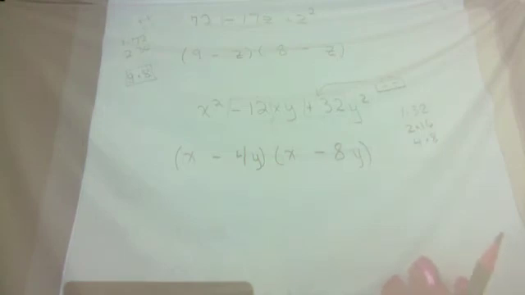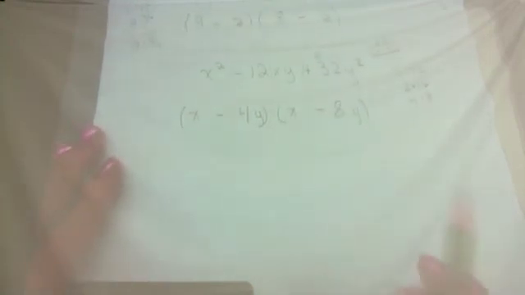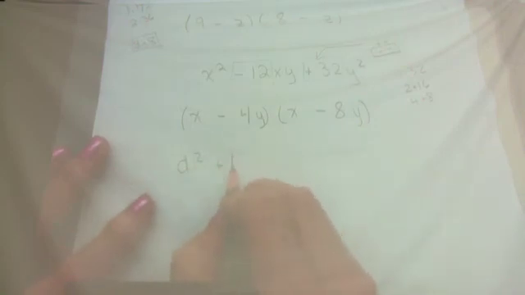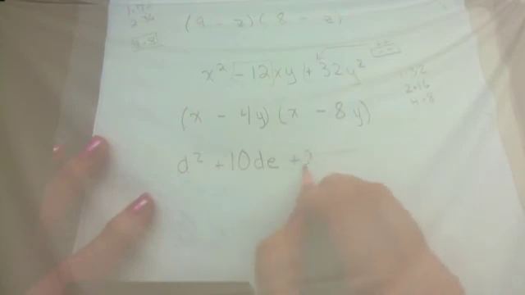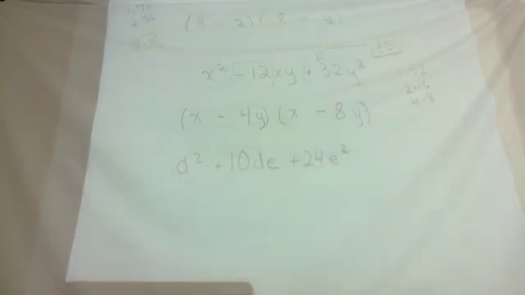All right, so let's try another one like that. So if I have d squared plus 10de plus 24e squared, go ahead and factor this one. Pause the video. All right.